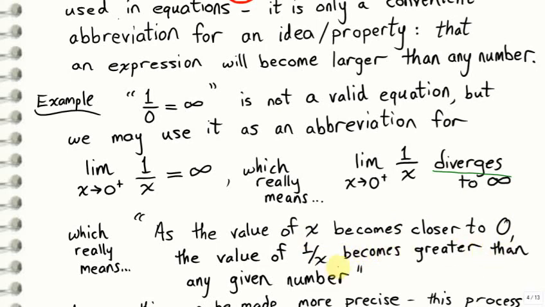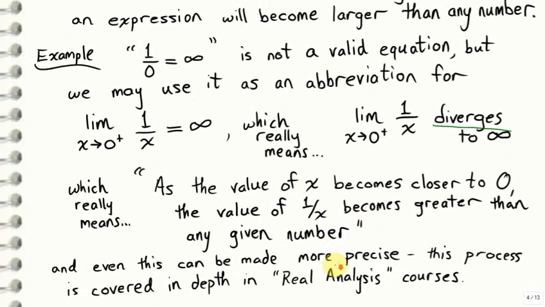And if you don't like these words, you can actually translate this into a series of equations. You can define what it means to be closer to 0, and that's actually the topic of an entirely different course called Real Analysis, making the statements in calculus really quite rigorous.